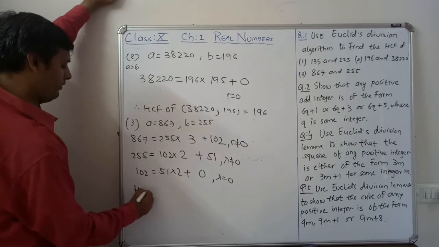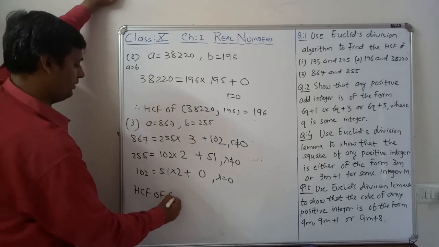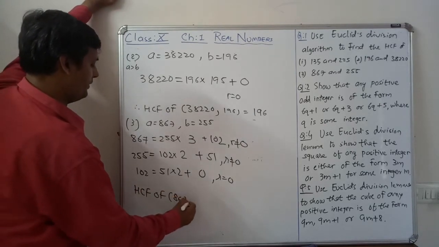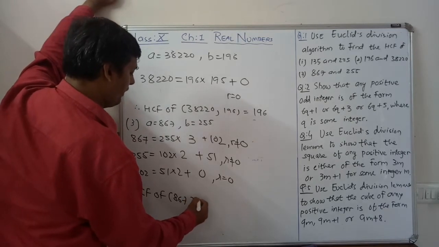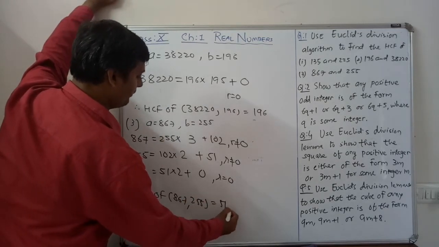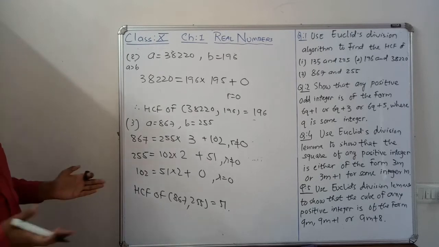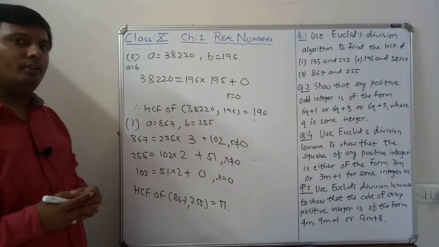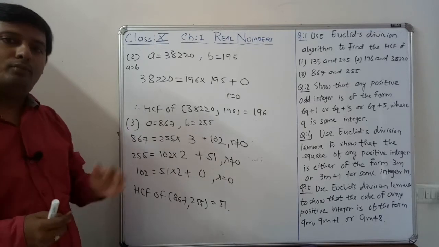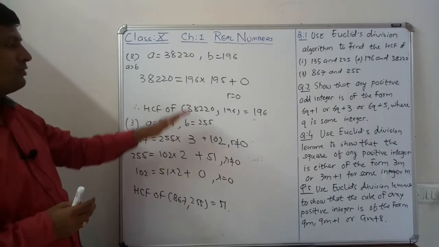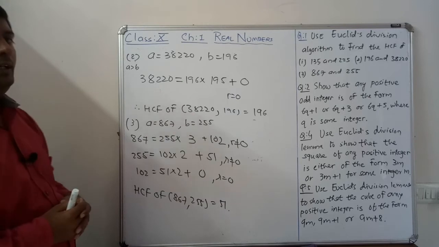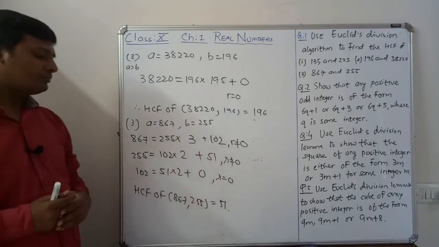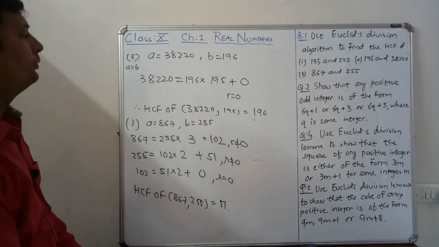So the HCF of 867 and 255 is equal to how much? 51. So this is simply called the Euclid division algorithm. Clear? So we use the lemma to solve this algorithm. That means you solve it step by step. Clear? Okay. Now let's start question number 2.